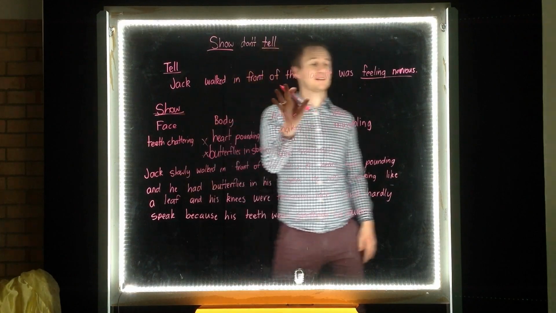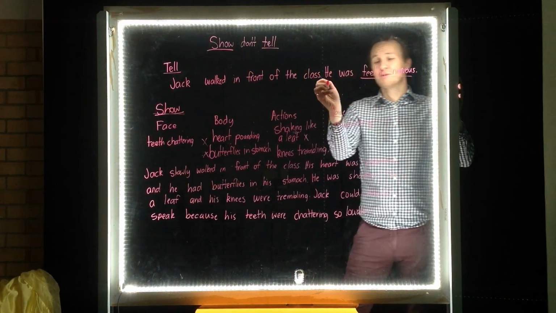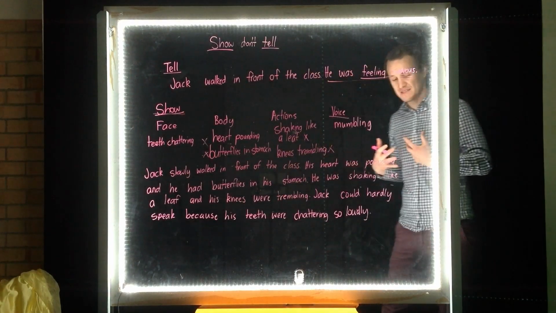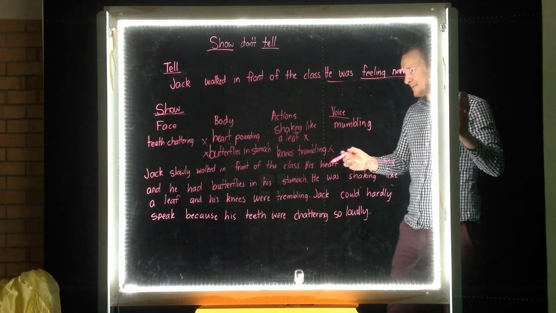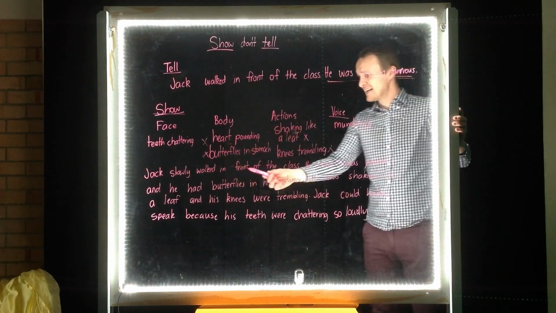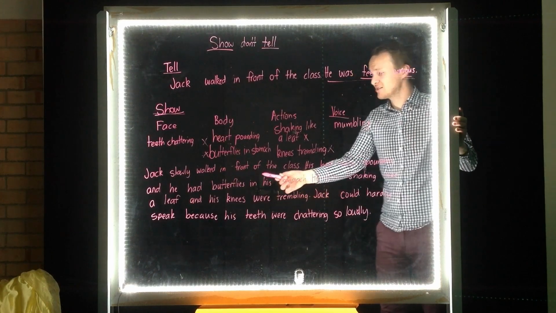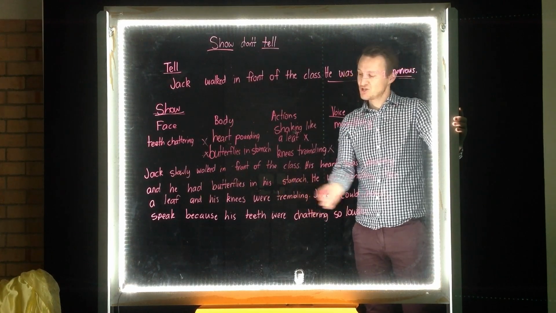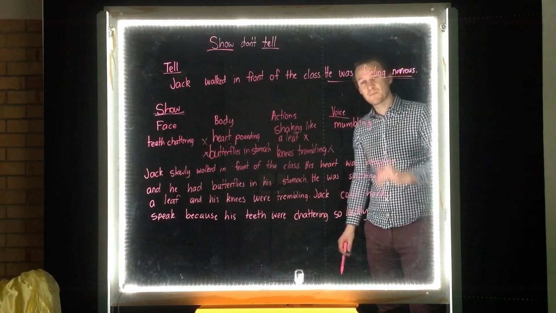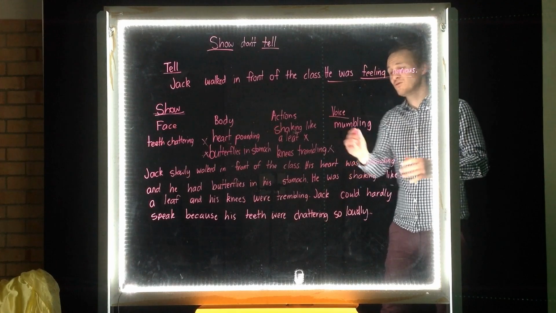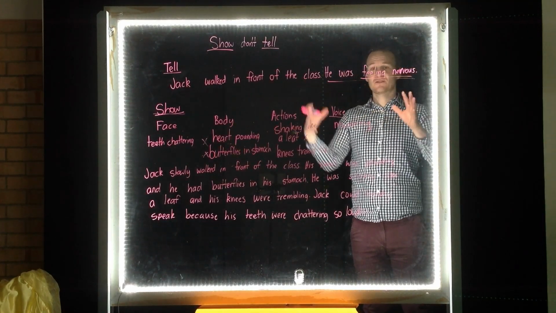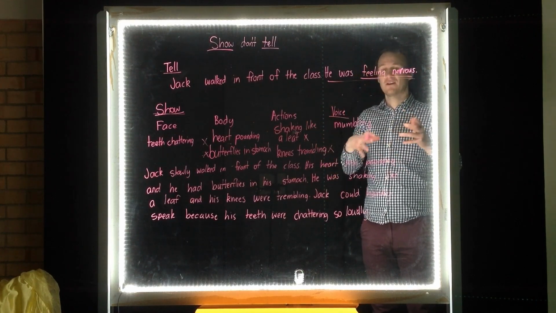So Jack walked in front of the class. He was feeling nervous. So we told them he was feeling nervous. But we decided this time to try to change it so we could actually show how nervous he was. So if you read it with me, we say, Jack slowly walked in front of the class. His heart was pounding and he had butterflies in his stomach. He was shaking like a leaf and his knees were trembling. Jack could hardly speak because his teeth were chattering so loudly. Can you see how much better that is just because we've looked at what would happen to someone's body if they were nervous, and then when we were writing we decided to show people how he was nervous rather than just tell them.